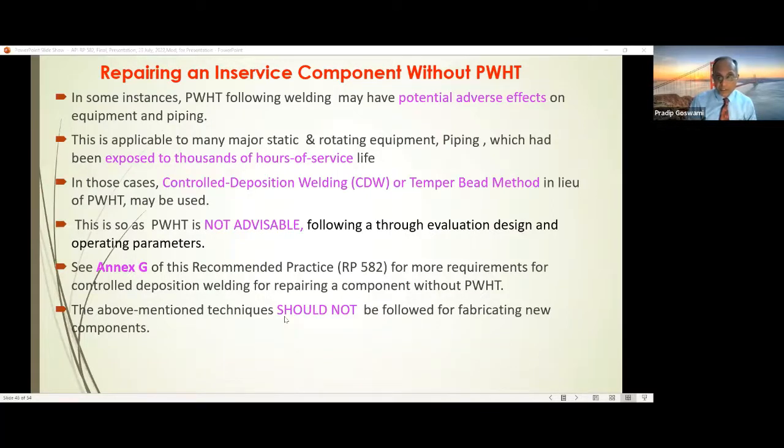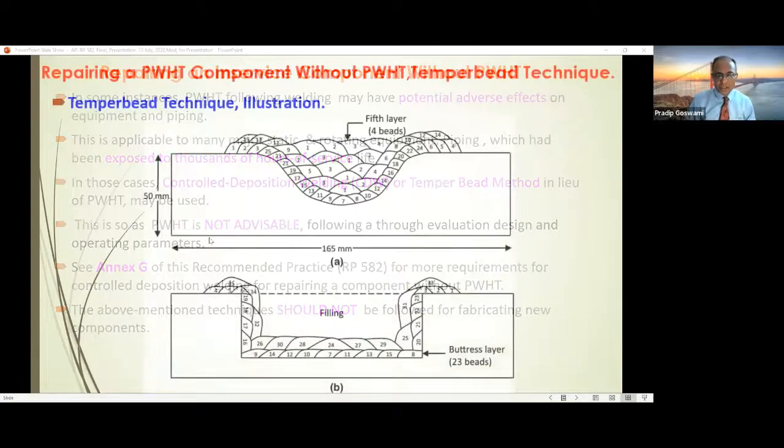For brand new components, if there is a possibility of doing a post-weld heat treatment after any repairs, it's better to do that rather than going for the controlled deposition or tempered bead method. But again, that is subject to an engineer's discretion, and that requires very careful evaluation before being put in service, because post-weld heat treatment is a very serious step in any boiler or pressure vessel fabrication. Controlled deposition or tempered bead is a substitute when no post-weld heat treatment is feasible; this cannot replace post-weld heat treatment in totality.